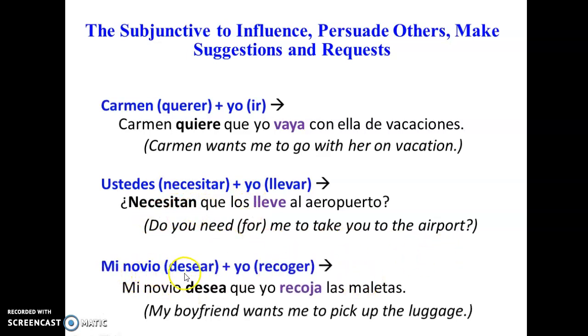Another one. Mi novio desea que yo recoja las maletas. So one subject is the novio, the boyfriend, and the other one is yo. And so desea, that's persuasion because someone wants somebody else to pick up the luggage. So desea que yo recoja. Subjunctive.